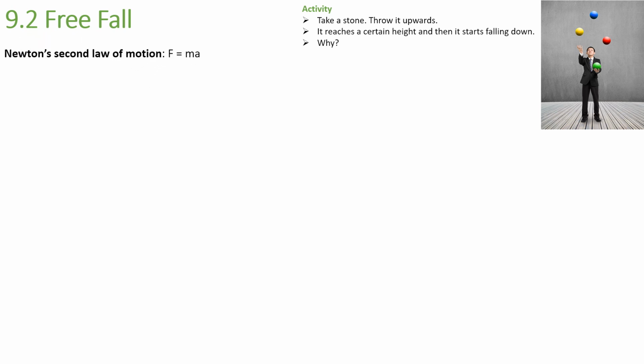Let's derive some formulas, or understand using mathematical formulas. This is free fall only. What does Newton's second law say? Newton has three famous laws, the laws of motion. The second one is very famous: F = ma.